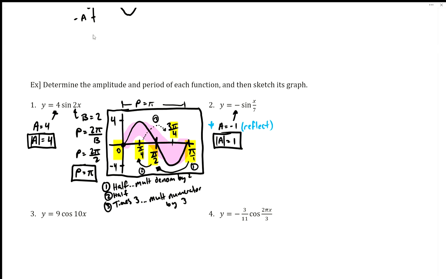And then our b value, okay, so looking at our b value, remember there's a 1 there with that x. So it's whatever's attached to the x is the b value. So the b value is 1/7. And then the period is to take always 2 pi in the numerator divided by that b value. Okay, so your b can be a fraction.